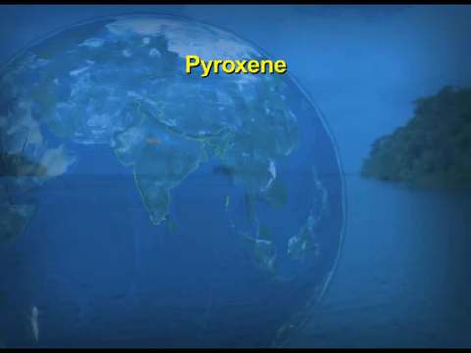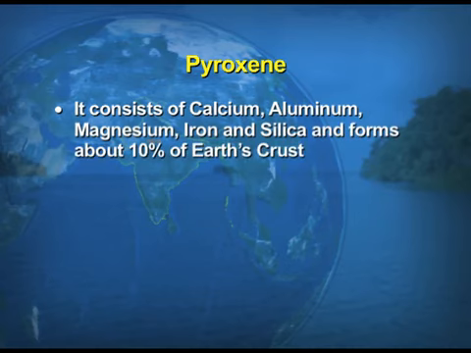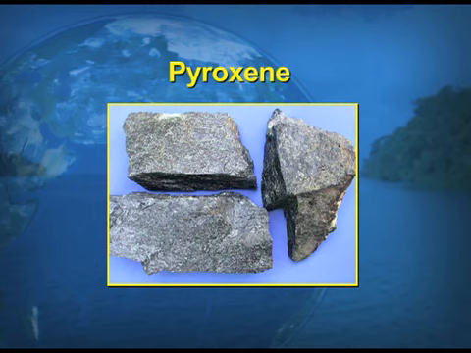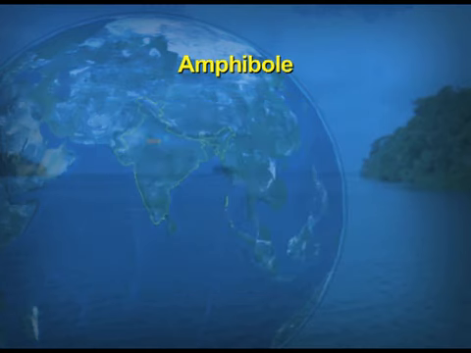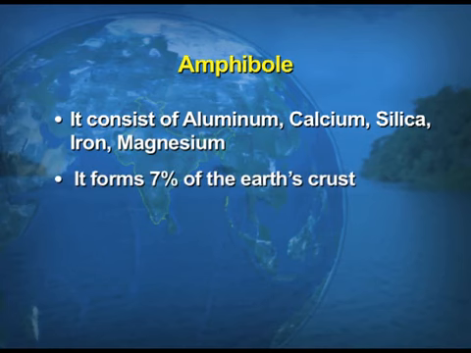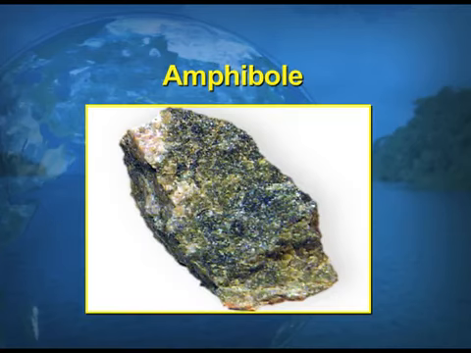Now, next is pyroxene. It consists of calcium, aluminium, magnesium, iron and silica, which forms about 10% of the Earth's crust, and it is generally green or black in color. And this is the picture of pyroxene. Amphibole is another mineral which consists of aluminium, calcium, silica, iron, and it forms 7% of the Earth's crust. Like pyroxene, this is also green or black in color. And for your information, this is a picture of amphibole.